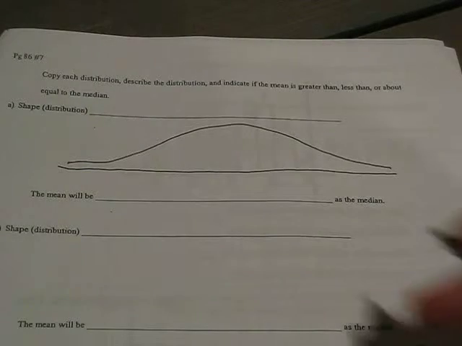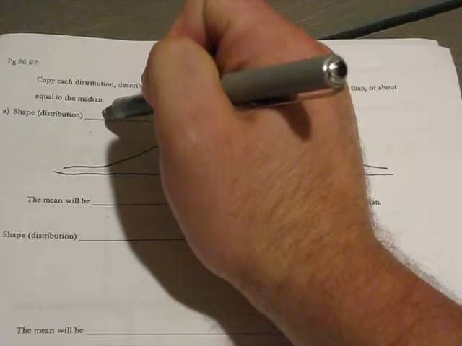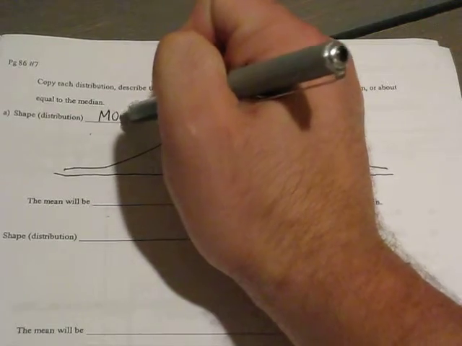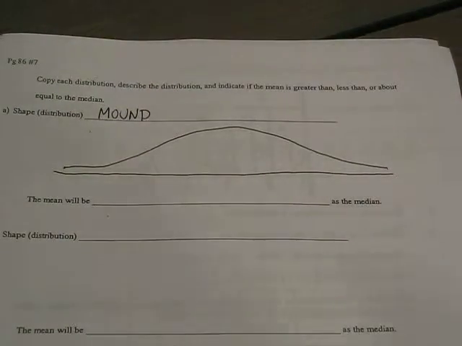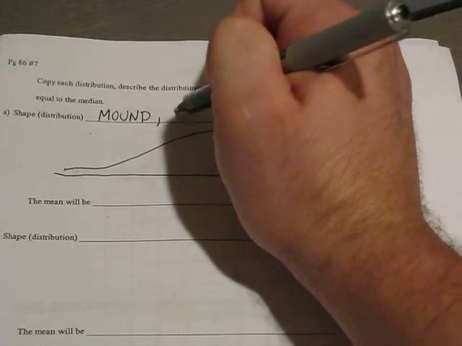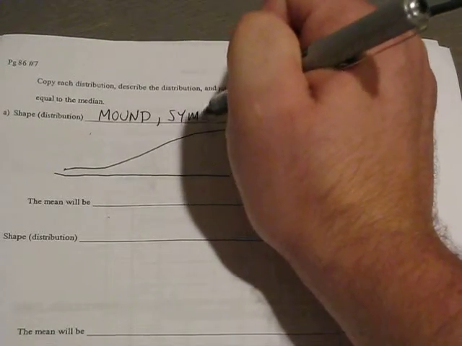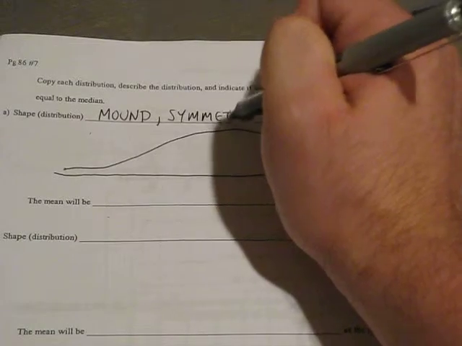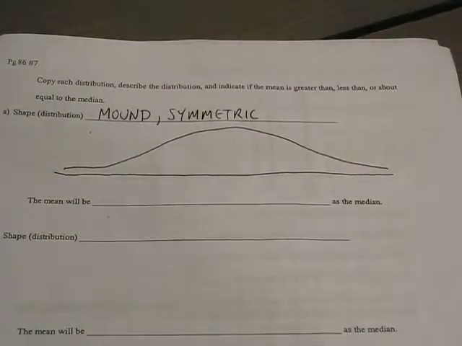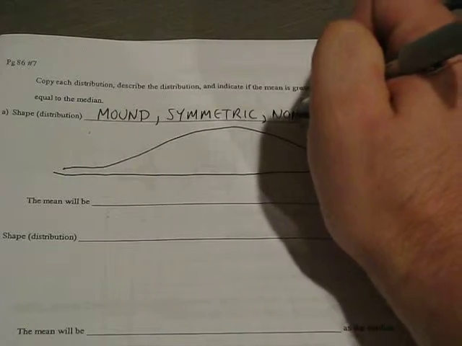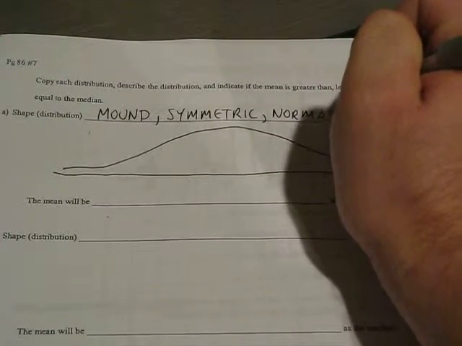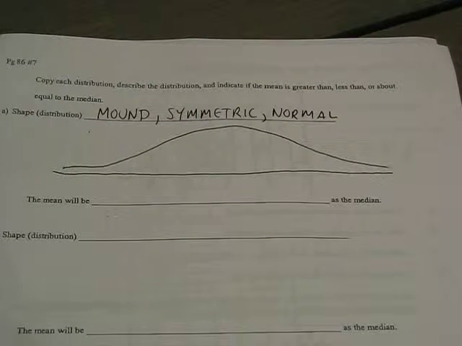Well, one kind of shape this looks like, it is definitely mound-shaped. We've seen that before. It is also symmetric as well. And another way to describe it is normal. It is a normal curve. Mound shape, symmetric, normal.